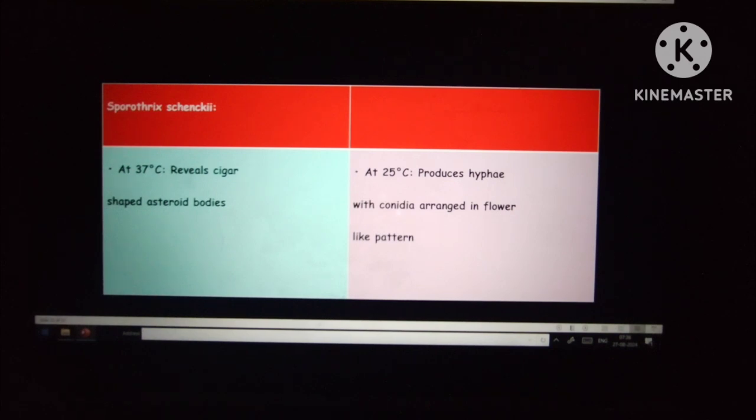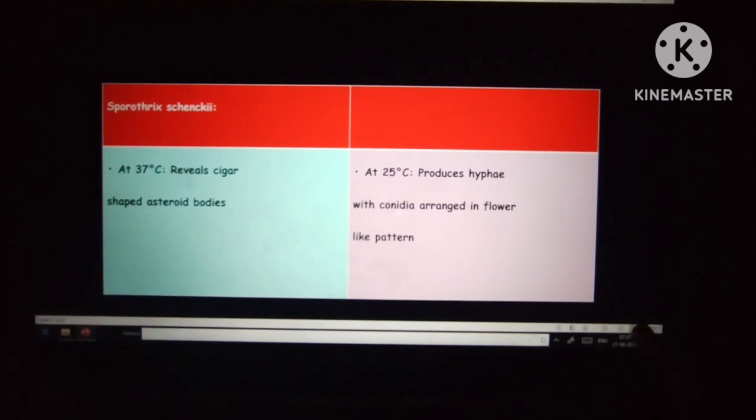Next is sporothrix. There is a specific term: it is called rose gardener disease, and you should always remember 37 and 25. At 37 it produces cigar shaped asteroid bodies, whereas at 25 it produces a flower like pattern. So if they ask about sporothrix, first it is rose gardener disease, so it will have a flower like pattern.